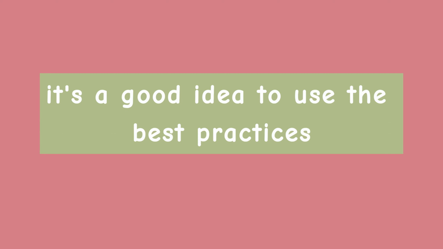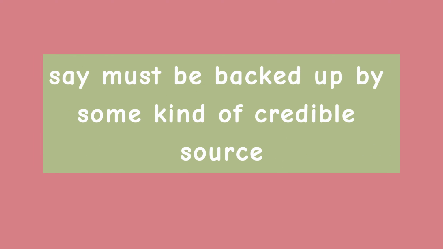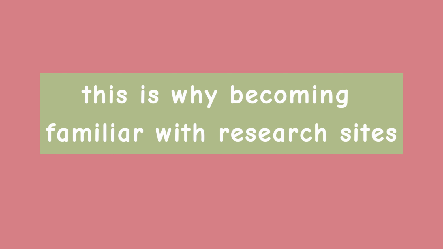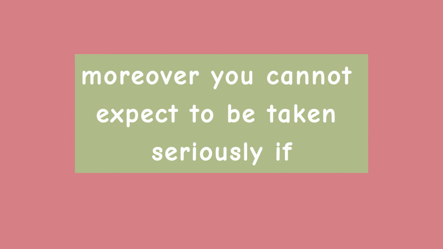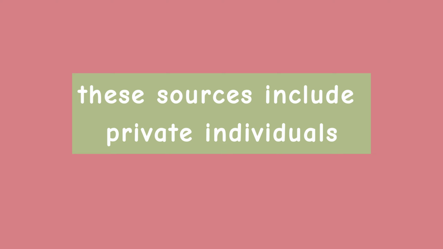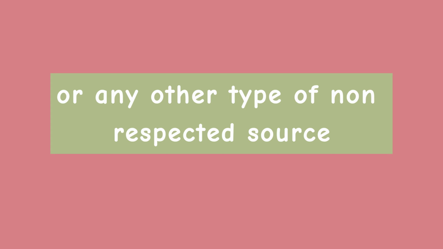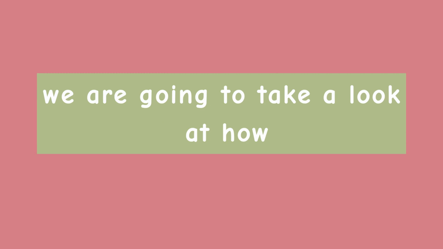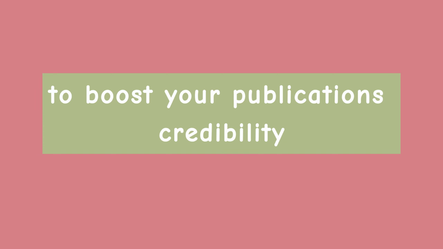When conducting research, it's a good idea to use the best practices implemented by academic writers. In academic writing, virtually everything you say must be backed up by some kind of credible source. This is why becoming familiar with research sites and other mainstream publications is a must. Moreover, you cannot expect to be taken seriously if you cite sources from non-credible sources. These sources include private individuals not considered experts, fringe organizations, or any other type of non-respected source. In this chapter, we are going to take a look at how you can use research and trusted sources to boost your publication's credibility.